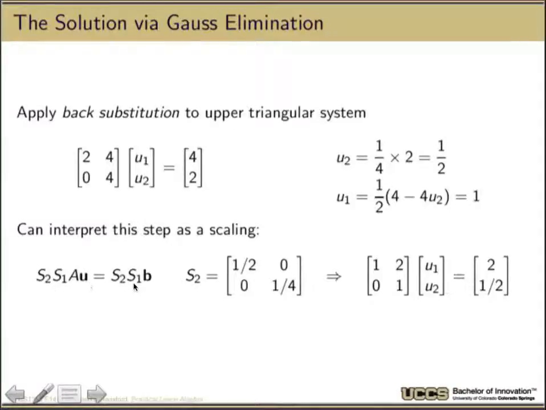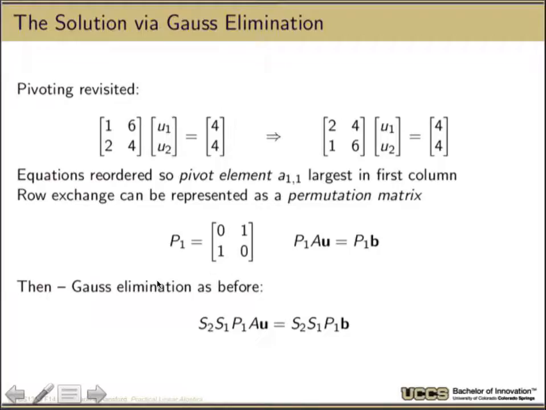So in the end, we have two matrices. We're going to take the left-hand side and the right-hand side of our equation, A equals B, pre-multiply by S1, our shear matrix, and then pre-multiply by S2, which allows us to then get what we need for our answers. Now, that's great if everything works out, but every now and then we have to do this thing we call pivoting.